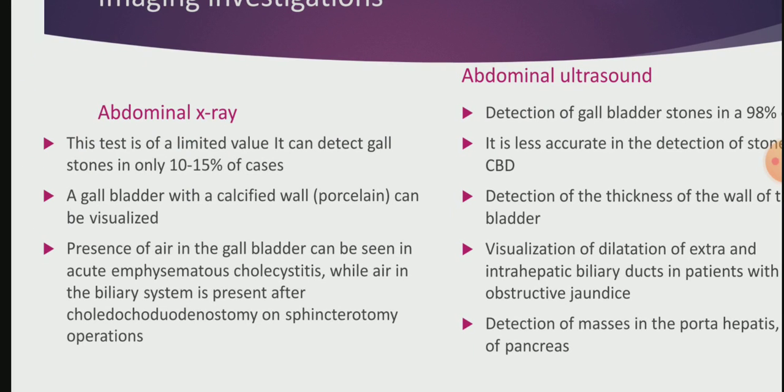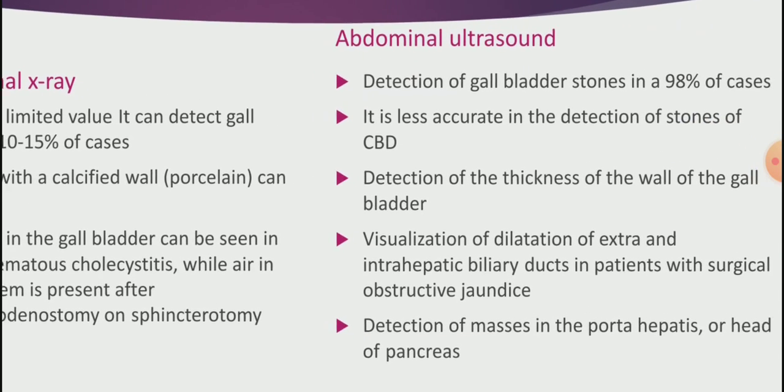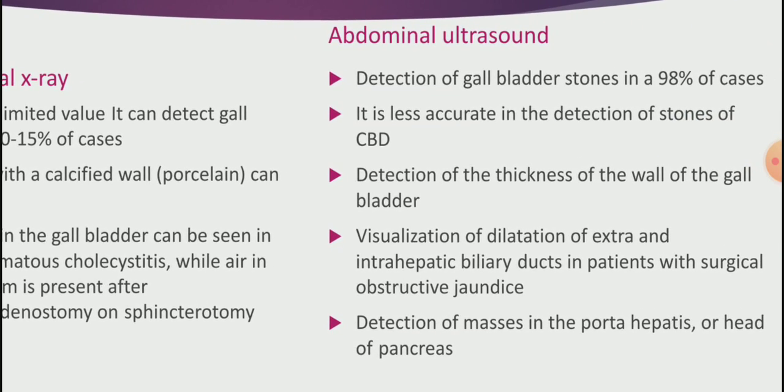Presence of air in the gallbladder can be seen in acute emphysematous cholecystitis, while air in the biliary system is present after cholecystoduodenostomy, choledochoduodenostomy, and sphincterotomy operation. Abdominal ultrasound: detection of the gallbladder stone in about 98% of cases.